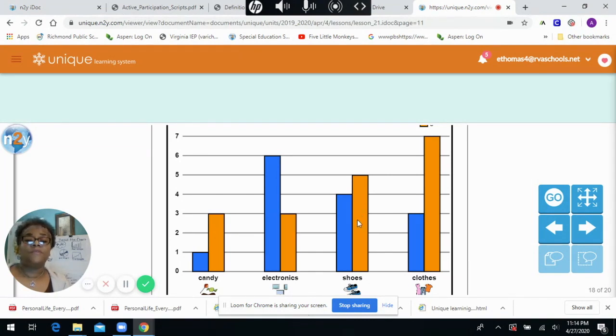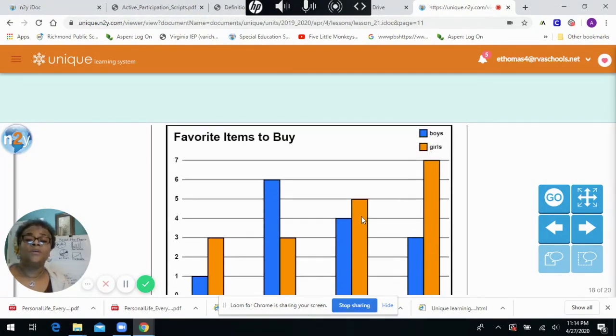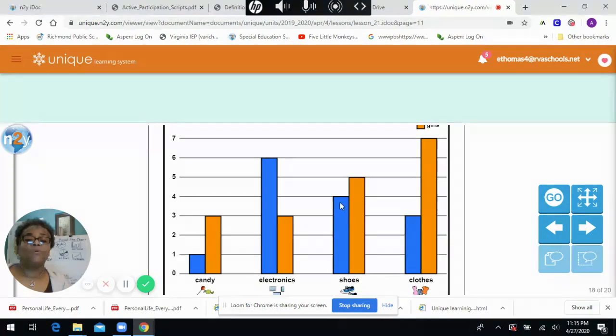All right, so what's the other favorite? Shoes. I will be in this category. Shoes. I love shoes. So the boys, 4 boys, see right here, 4 boys liked shoes and 5 girls like shoes. So you could almost say that it was just about even, just as many boys like shoes as girls.